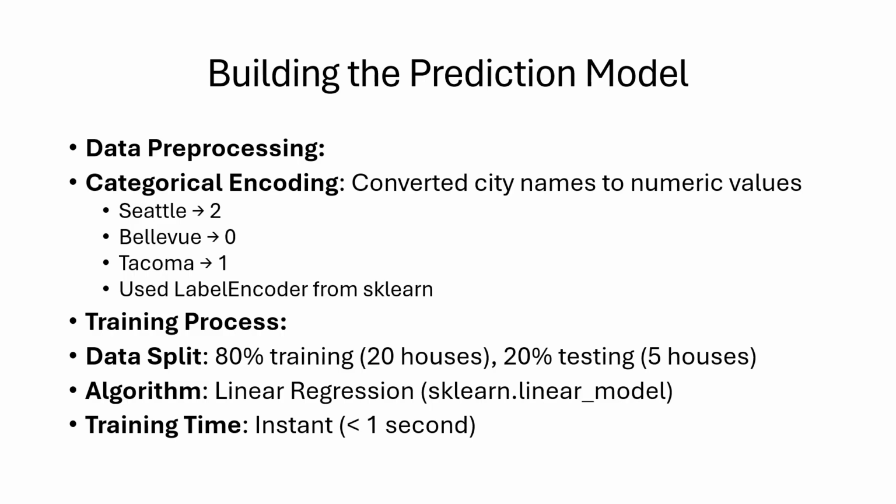So for the data preprocessing, for the categorical encoding, it converted city names to numeric values. Seattle is 2, Bellevue is 0, and Tacoma is 1. I used label encoder from sklearn. The training process, so the data split was 80-20, 80% training on 20 houses, and then 20% testing on 5 houses. The algorithm used was linear regression, sklearn for the algorithm. The training time is pretty quick, less than 1 second.